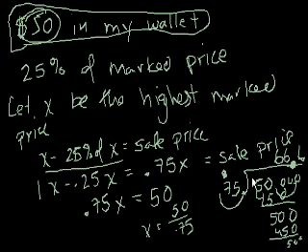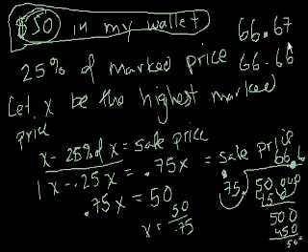But anyway, the highest marked price I can afford is $66, and if I were to round to the nearest penny, 67 cents. If I were to write this as a repeating decimal, I could write it as 66.66 repeating. Or I also know that 0.6666 going on forever is the same thing as 2/3. So it's 66 2/3.